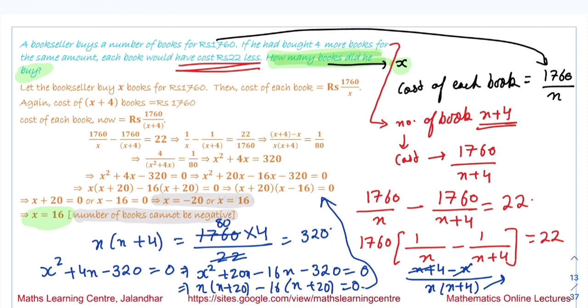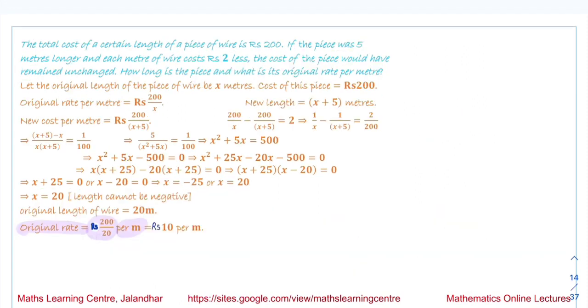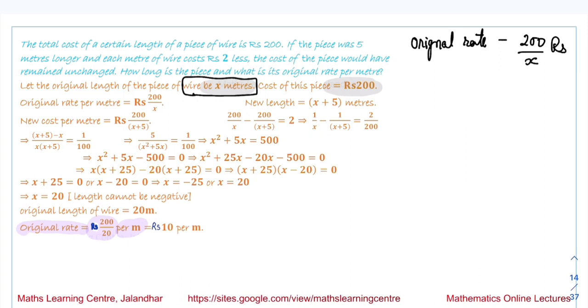Next is, the total cost of a certain length of a piece of wire is rupees 200. If the piece was 5 meter longer... suppose we are saying that the original length of the piece of wire is x meters. Now the cost that is given to us is 200. So the original rate per meter is rupees 200 by x.